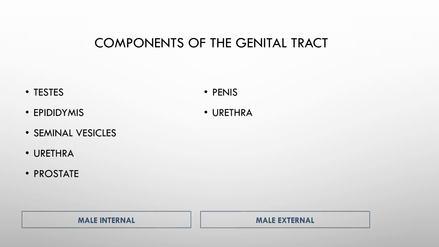There are a number of body sites on the male that can be cultured, but usually what's cultured from the male looking for genital tract pathogens would be the urethra. But the internal structures of the male genital tract would be the testes, the epididymis, seminal vesicles, urethra, and prostate, while the external components of a male's anatomy would include the penis and the urethra. But it is usually the urethra that is cultured for genital tract infections.